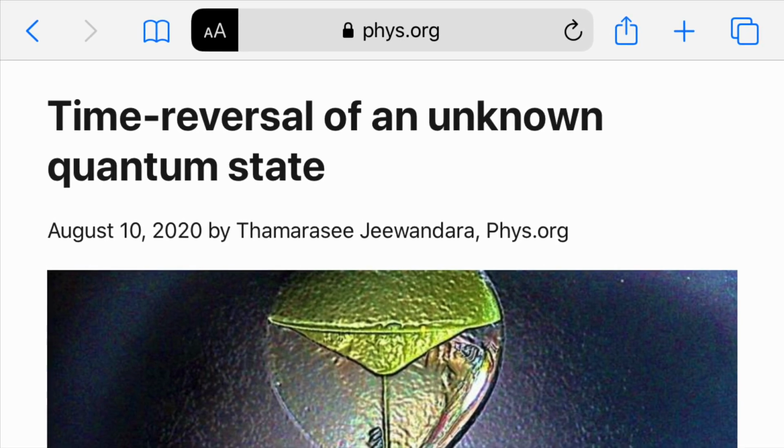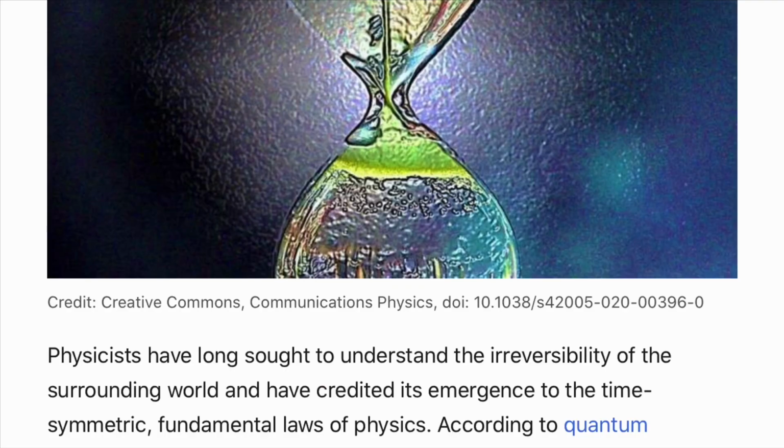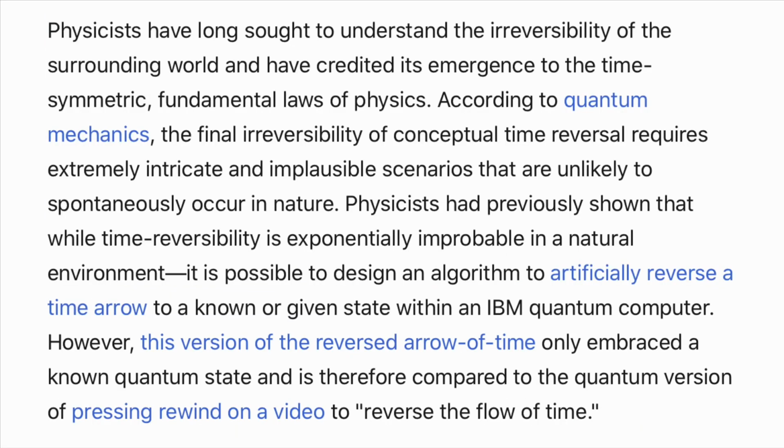Konbanwa. I saw this article about quantum time reversal. It says physicists have long sought to understand the irreversibility of the surrounding world, and have credited its emergence to the time-symmetric fundamental laws of physics. According to quantum mechanics, the final irreversibility of conceptual time reversal requires extremely intricate and implausible scenarios that are unlikely to spontaneously occur in nature.